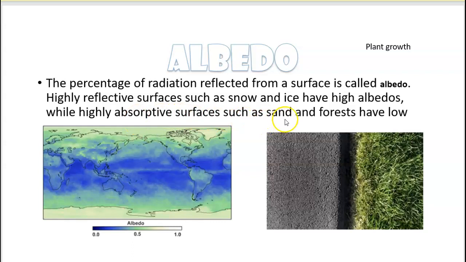Highly absorptive surfaces such as sand and forests are the darker areas, and in comparison, asphalt is darker than grass, but compared to ice, if we look at white snow, it is lighter than grass. So the forests in these tropical areas, north and south of the equator, have lower albedos than the poles at the north and the south. So highly reflective surfaces like snow reflect away light, whereas the low reflection from the forest absorbs the light.